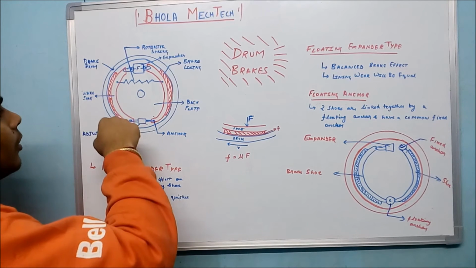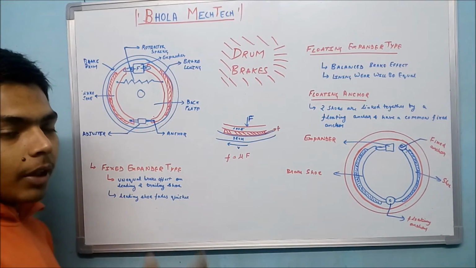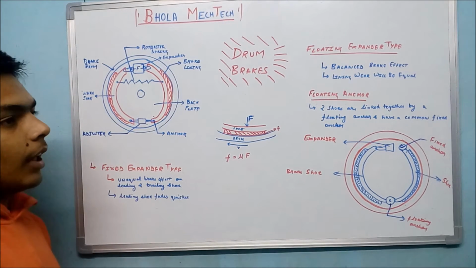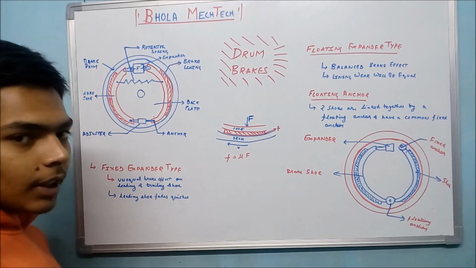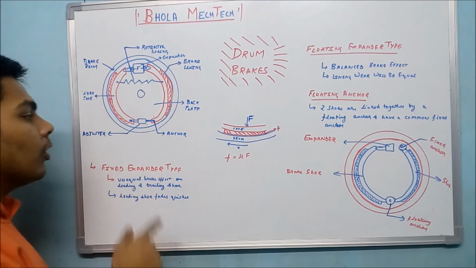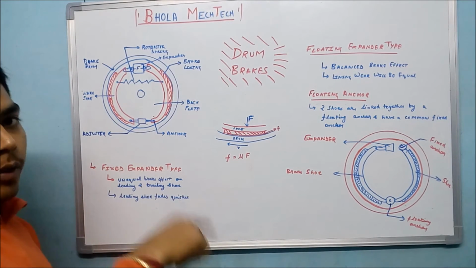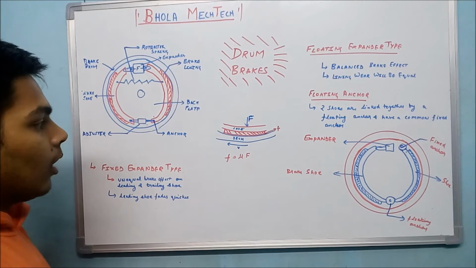a high frictional force will be applied on the brake drum. Since the frictional force is applied on the brake drum, it will retard the motion of the brake drum, and hence the velocity of the brake drum will decrease. Since the wheel is mounted on the brake drum, the velocity of the wheel will also decrease, and in this way the drum brake will work.